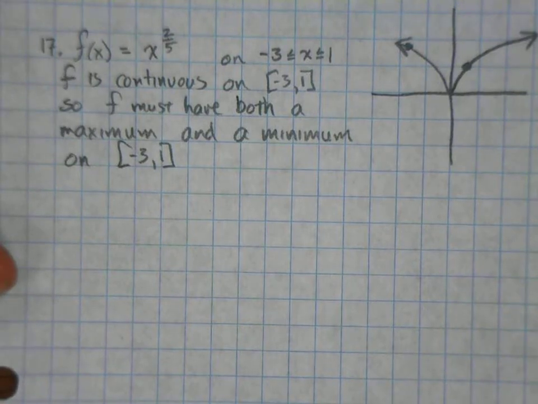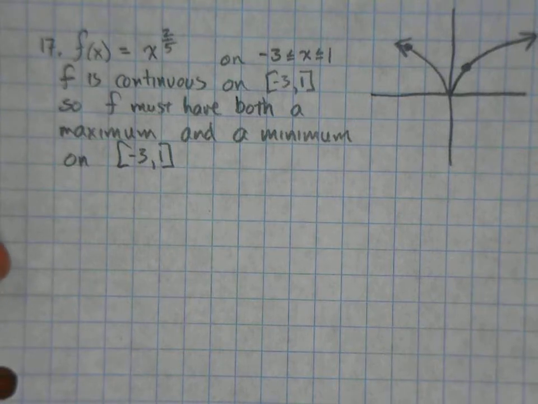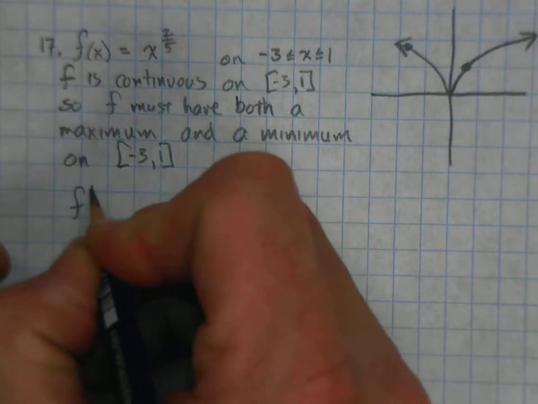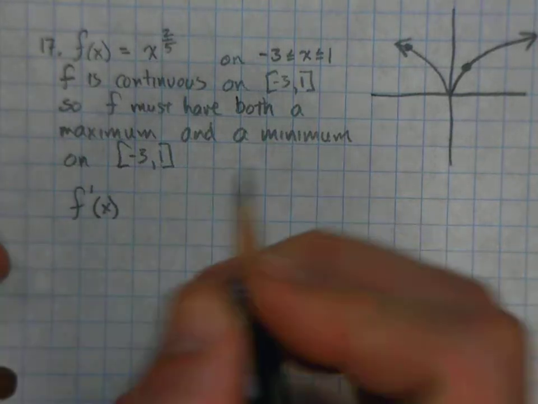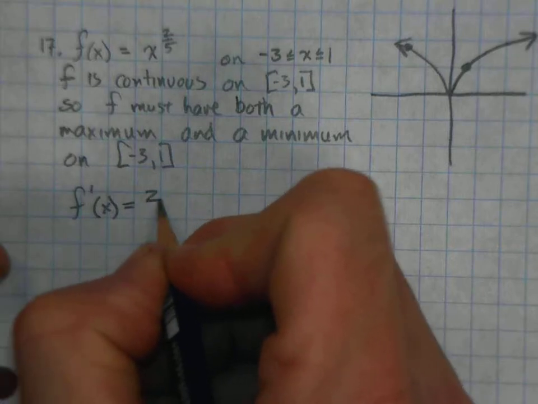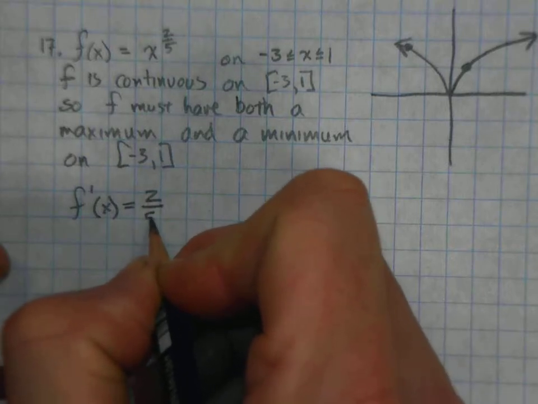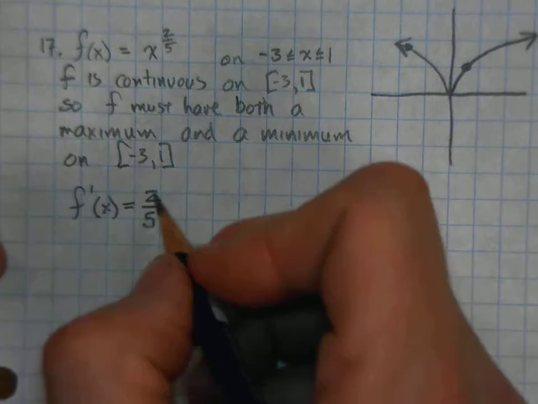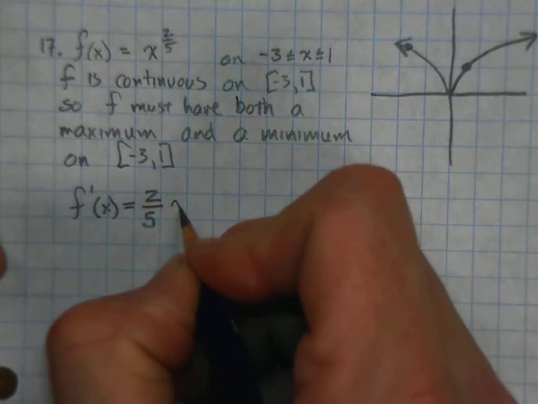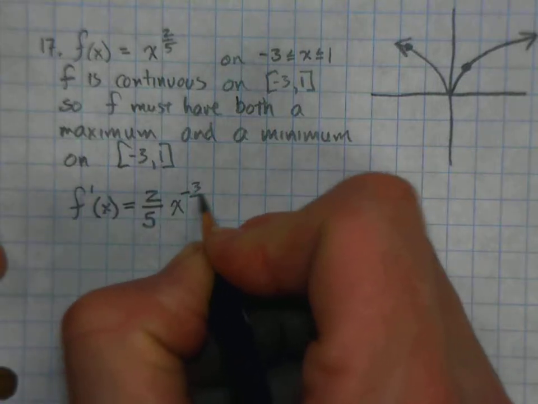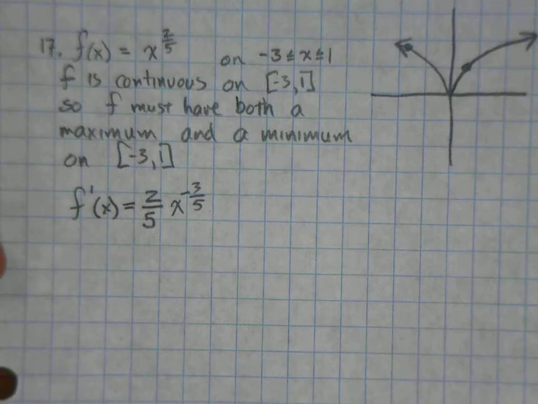So let's see. A maximum can only occur at an endpoint or a critical value. We know what the endpoints, -3 and 1 are, so we need to see if f has any critical values. A critical value is where the first derivative of a function is equal to 0 or undefined. So x to the 2/5 power, we can take its derivative using the power rule, and we end up with f prime of x is 2/5, x to the -3/5.